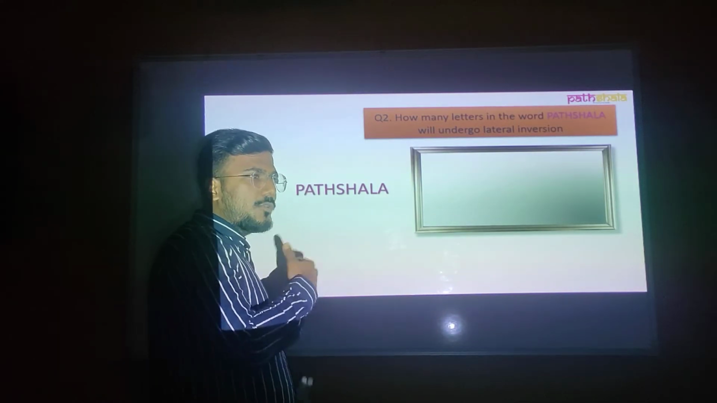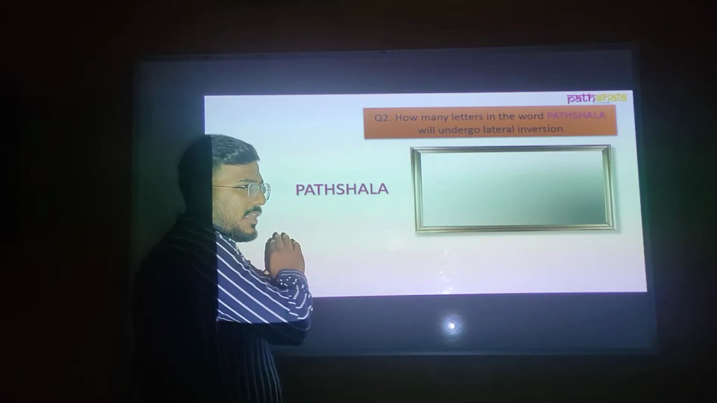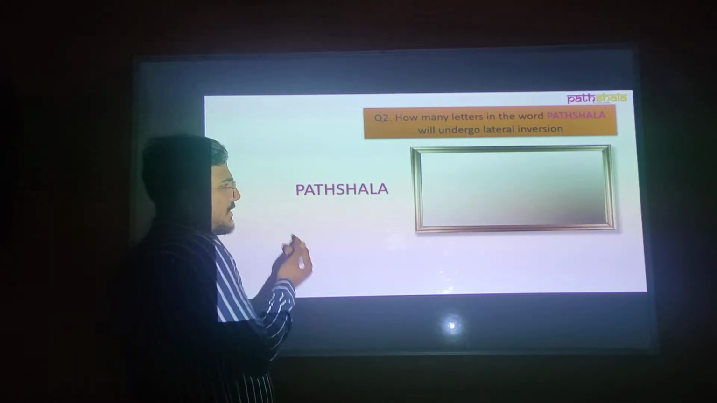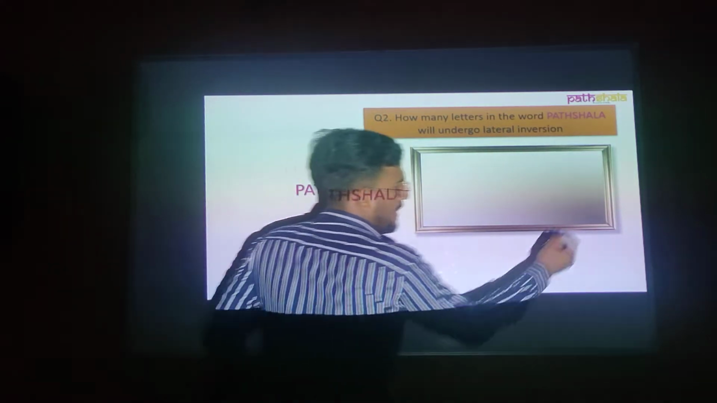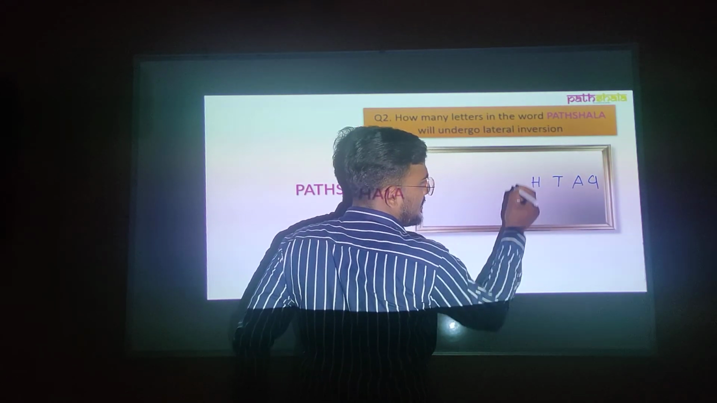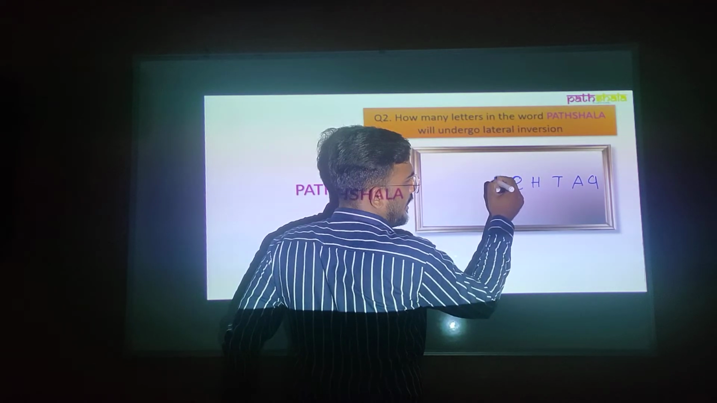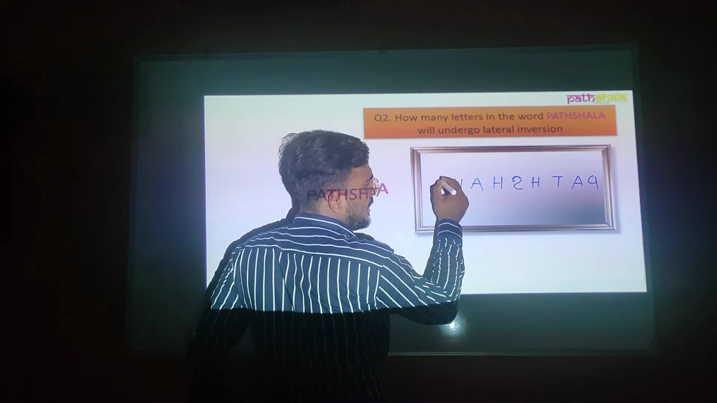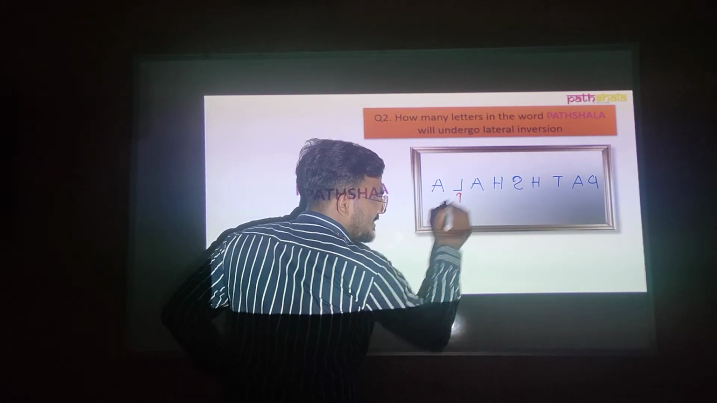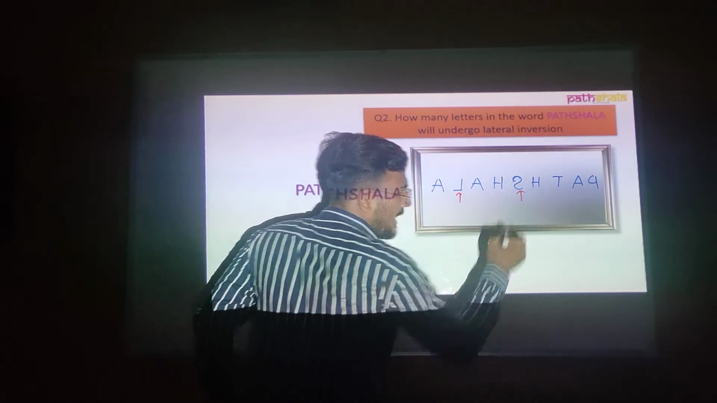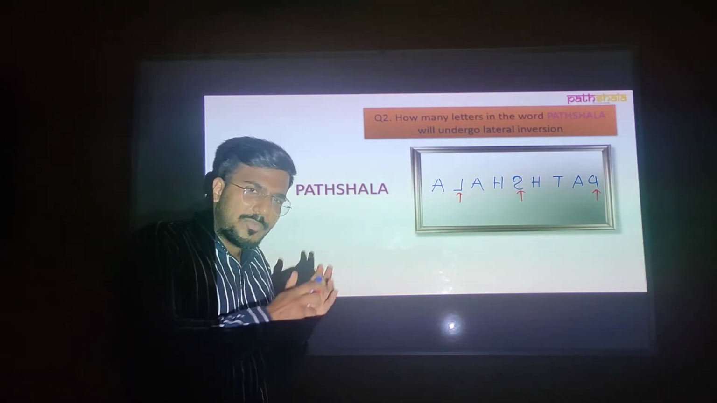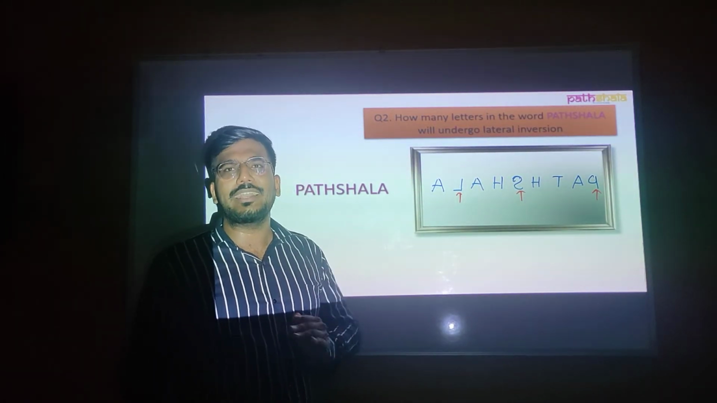Now they are saying the letters have to undergo lateral inversion. Lateral inversion means exactly left and right will interchange. So let me write this word in the reverse form. If I write this word in reverse form, I would get P A T H S H A L A. If you observe this very clearly, I have L as laterally inverted, S is also laterally inverted, and P is also laterally inverted. So in this complete word Pathshala, we get 3 letters which are laterally inverted.